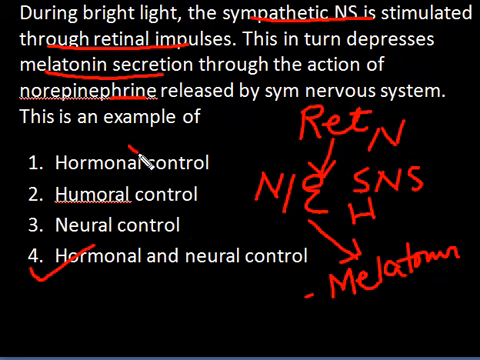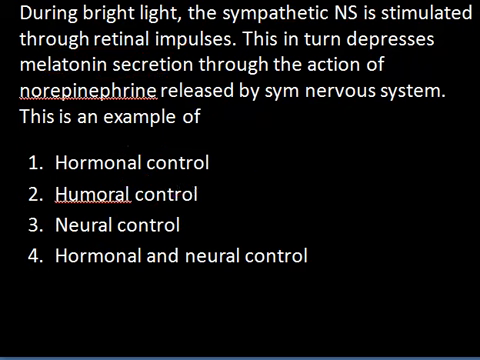So it's not only hormonal because this part is hormonal. It's not only neural because this part is neural. It is both. Of course, humoral does not come into the picture at all. That will only come into the picture when we use the word blood, when we say blood levels. For example, if I said blood level of glucose determines the production of insulin. So that is serum or blood level. So it's not going to be humoral at all.